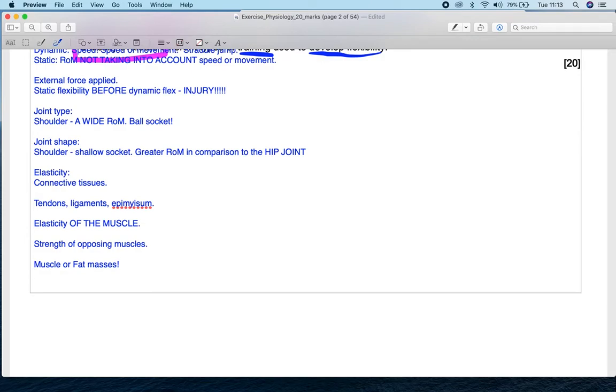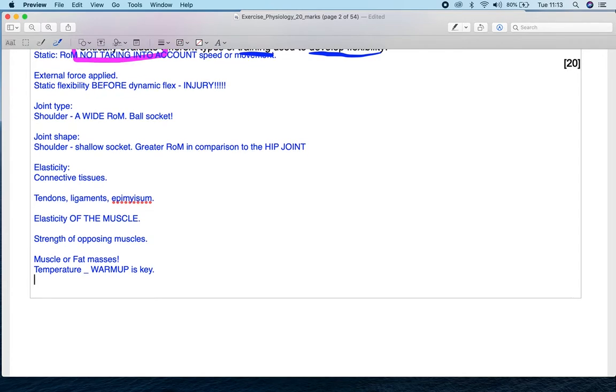Okay. Other factors that you might put into this is temperature. Warm up is key. And the warmer our muscles are, the more flexible they become, including the connective tissues around them. Age: naturally, our bodies create less collagen as we get older, and that causes a hardening of the connective tissues. So as you age, you get a decrease in flexibility, or range of motion, however you want to word this.